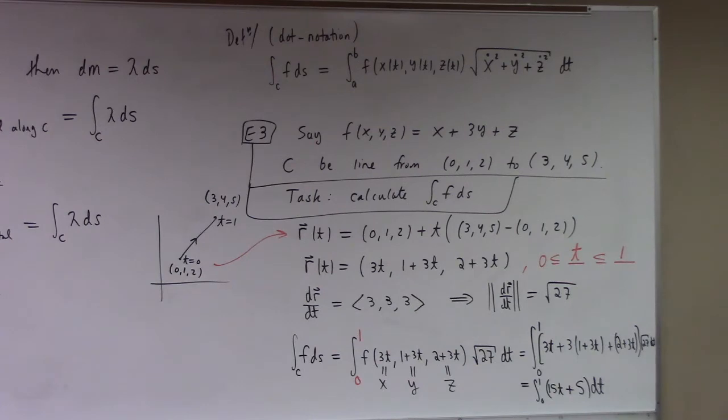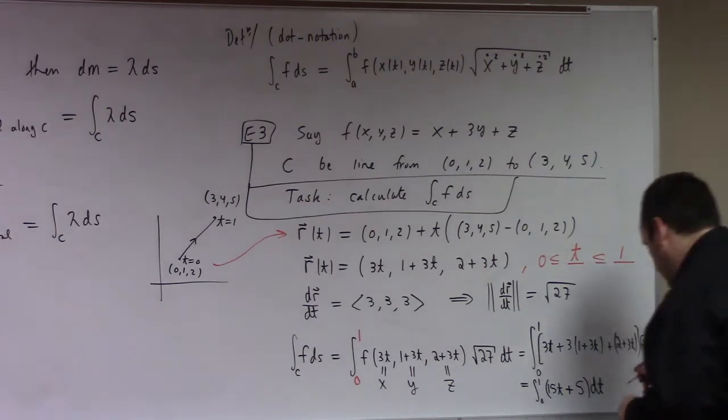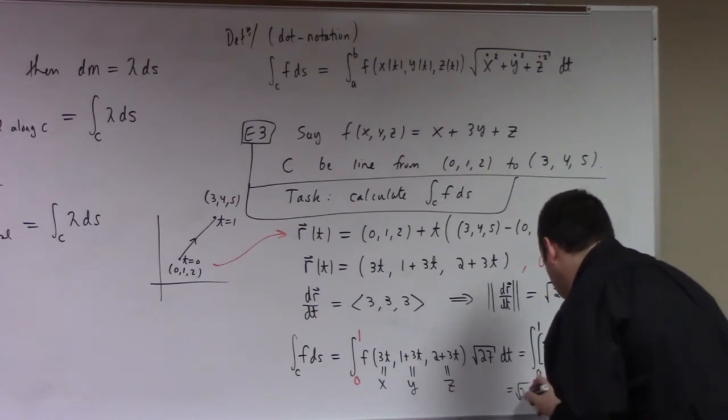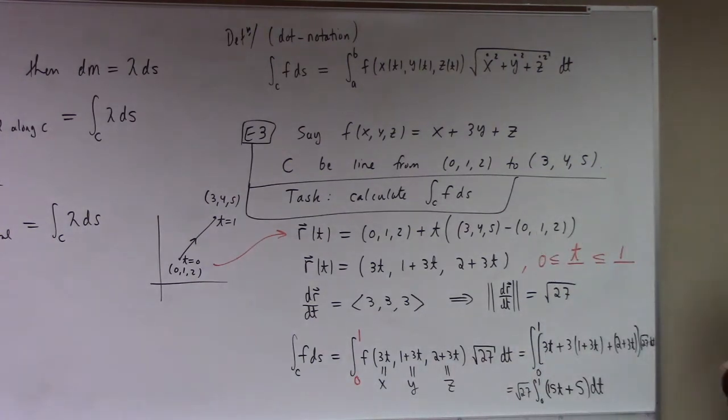Oh, yes. Thank you. Yeah. So you can pull that out front, right? It's constant. Okay, so we have the integral of f ds is square root of 27, which is, of course, 3 root 9 if you want. I mean, well, 3 root 3, I guess, right?